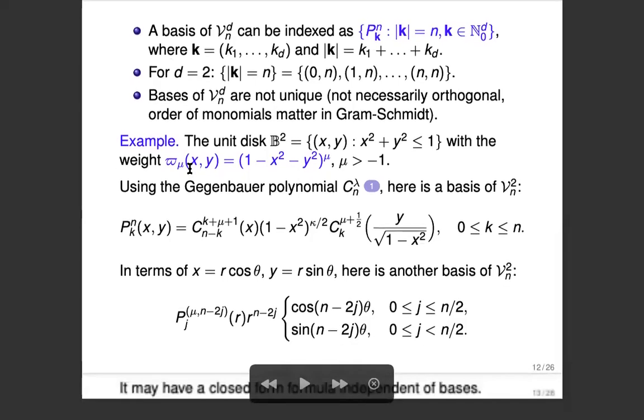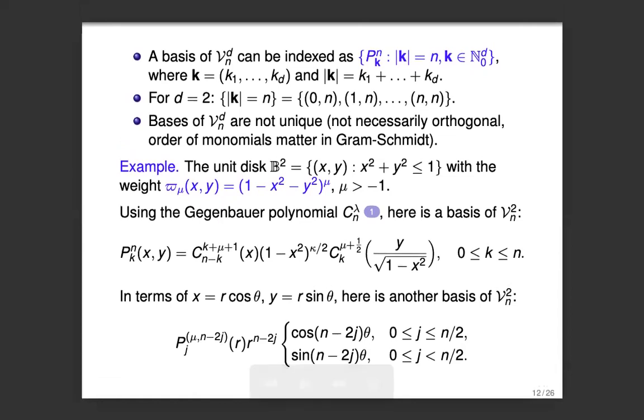Example: on a unit disk B^2, x squared plus y squared less than or equal to 1, with the classical weight function (1 minus x squared minus y squared) to the power mu, with mu bigger than or equal to 1. Again, the weight function is going to vanish or have a singularity on the boundary of the disk. Well, you have two sets of orthogonal polynomials. On one side, I'm going to use Gegenbauer polynomials, C_n^lambda. So I'm talking about all these Jacobis.